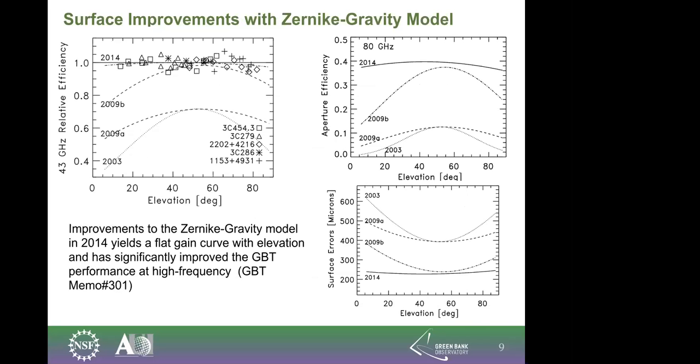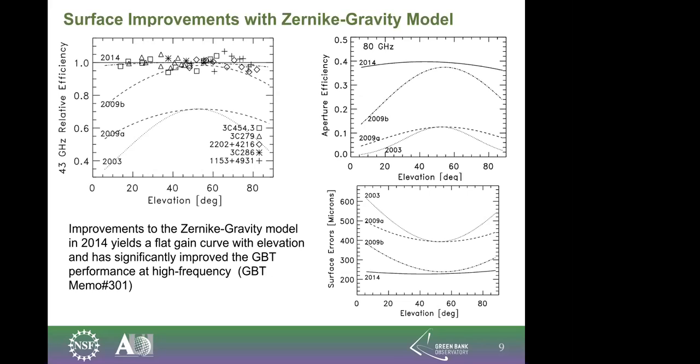Okay, so the surface improvements with the Zernike gravity model. The figures shown here show what the efficiency is at different elevations. The top left figure is showing the 43 gigahertz across different years with the improvements that they made to the Zernike gravity model. You can see that from 2003 all the way up to 2014, the relative efficiency across different elevations has improved with the improvements to the Zernike gravity models that we're using.